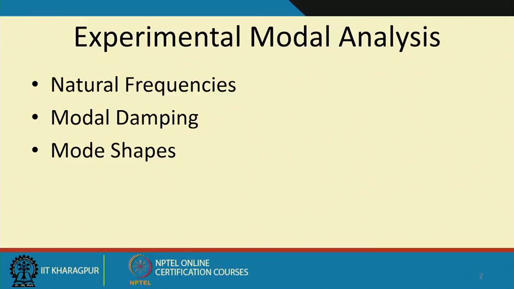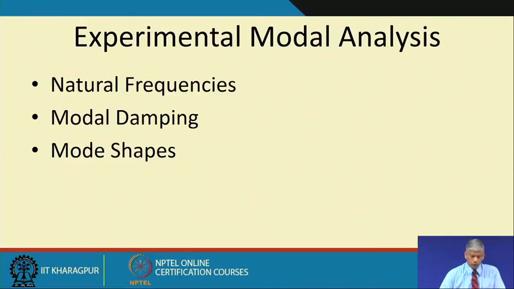So, what are these resonant frequencies, and how do we find out experimentally the resonant frequencies, mode shapes and the damping associated with these resonant frequencies? This is what we are going to discuss in this lecture on experimental modal analysis. So, we have to determine natural frequencies, modal damping, mode shapes.